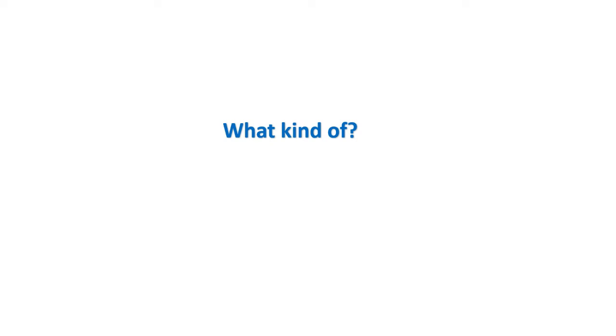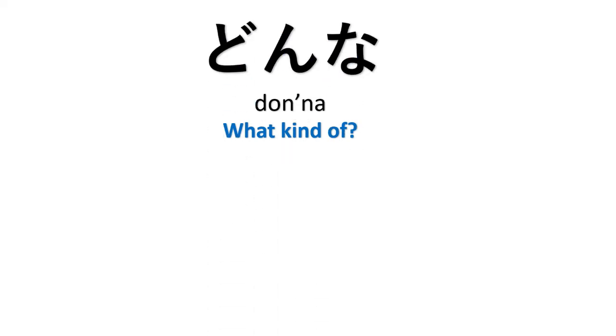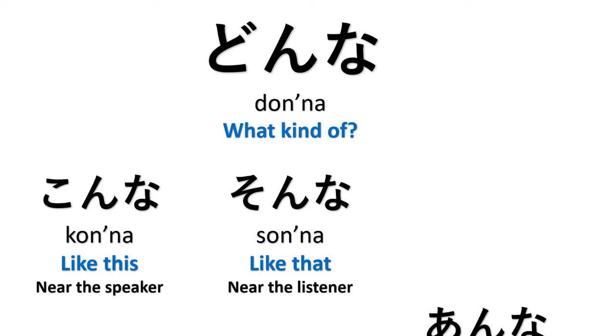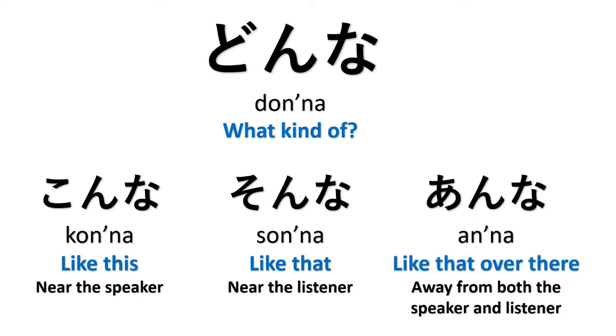Okay, what if we are asking what kind of? So here, instead of using nani, we use donna. Okay? So this is in line with konna, like this. Sonna, like that, near the listener. Anna, like that over there, away from both the speaker and the listener. Konna is near the speaker.